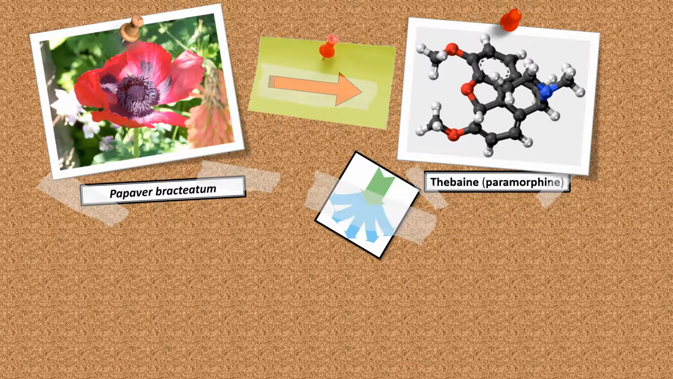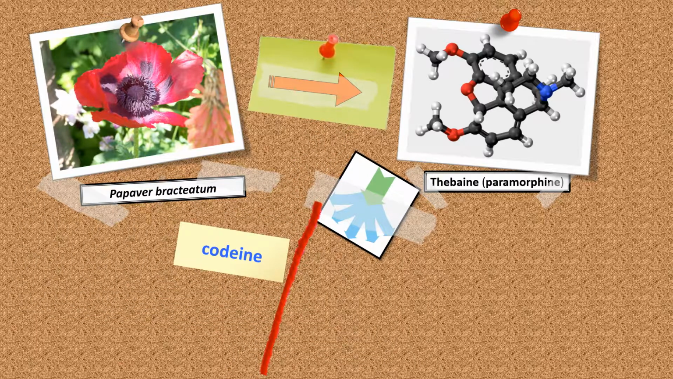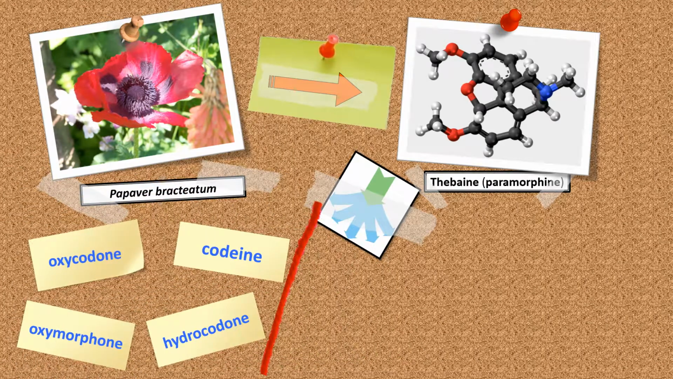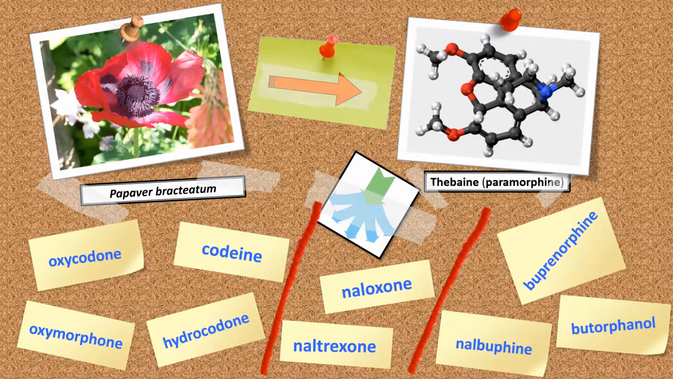Commercially, thebaine is then converted into another alkaloid, codeine, and is also used to synthesize the agonists oxymorphone, oxycodone, and hydrocodone, the antagonists naloxone and naltrexone, and the mixed agonist-antagonists buprenorphine, nalbuphine, and butorphanol.